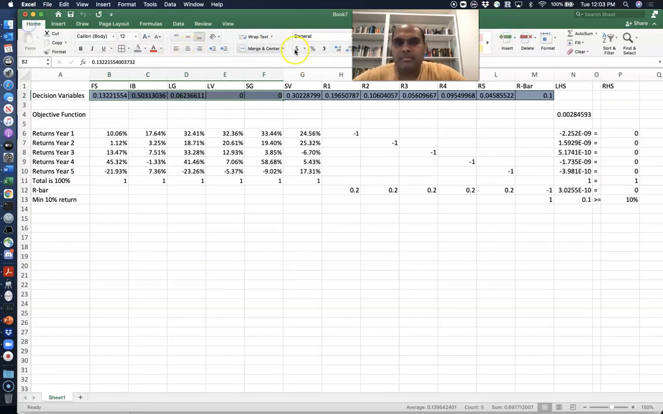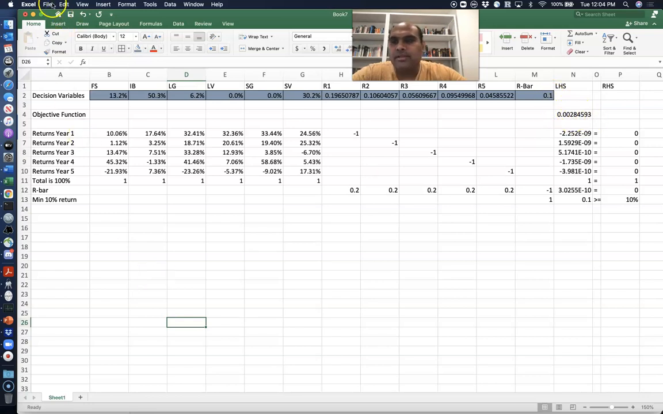So let me make them percentages. Oops, and that also. So you're saying invest 13.2% in foreign stock, 50.3% in intermediate bond, 6% in large cap growth, 0% in large cap value, nothing in small cap growth, and 30% in small cap value. This will give us an average return of 10%, minimum of 10%, and it will minimize the variance.